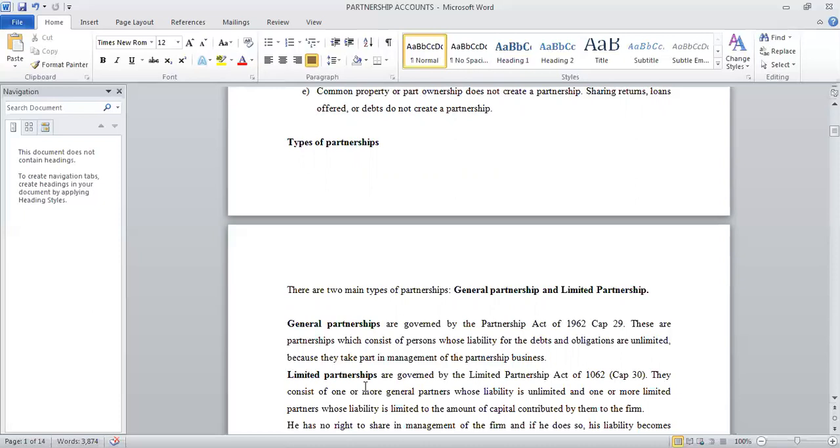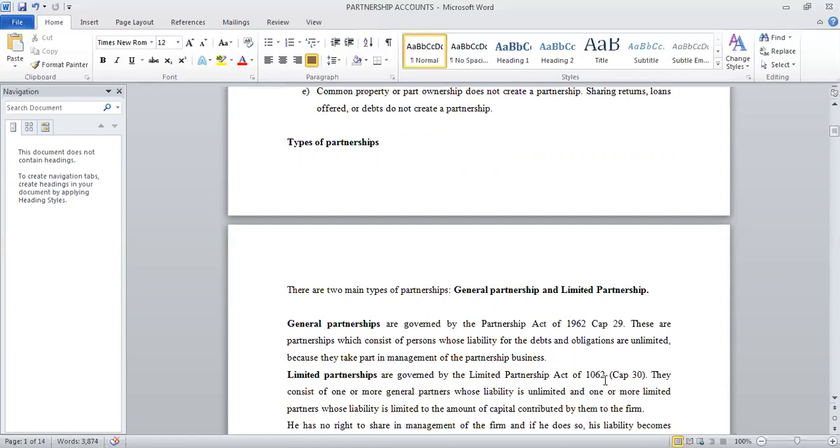When it comes to limited liability, whatever you can lose in the business is the amount of money that you invested there and nothing more. But if I'm a general partner, whatever I can lose is what I invested, plus the liabilities of that particular business can be transferred to me. So limited partnerships are governed by the Limited Partnership Act of 1962.